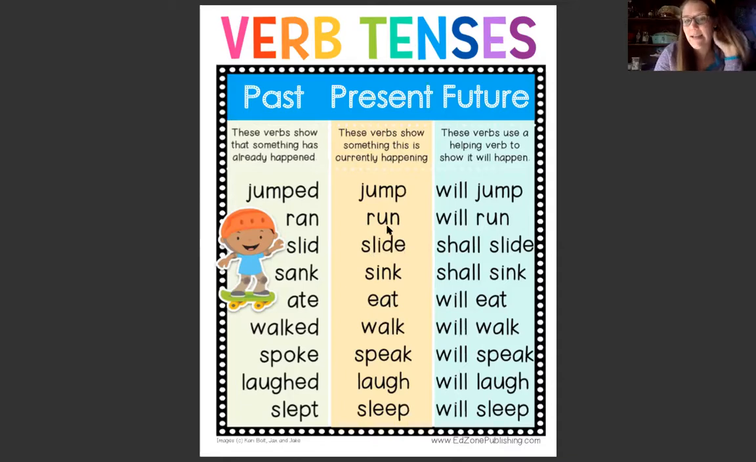Slide. Remember that the e jumps over and makes the i say its name. Slide. So that's something that's happening right now. That's the present tense. But the past tense, if you're talking about something you already did, would be slid. I slid on the grass the other day. Slid. That's something I already did.